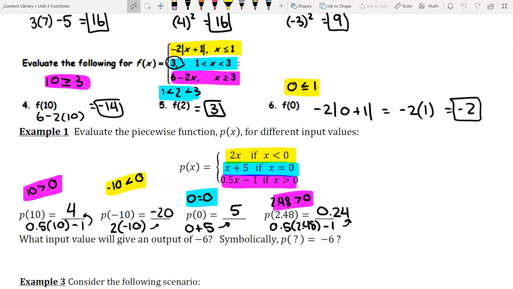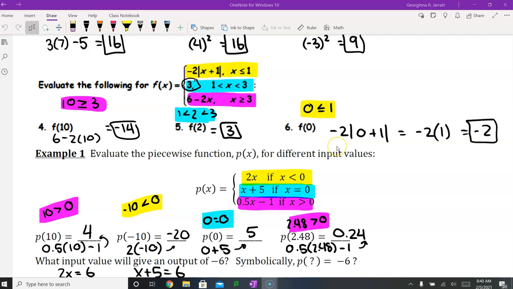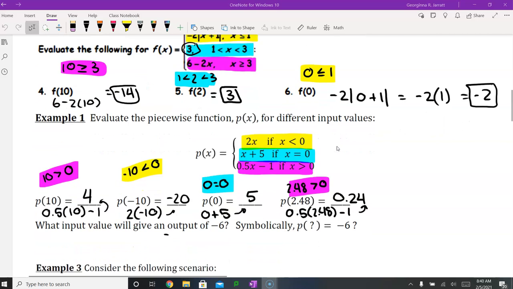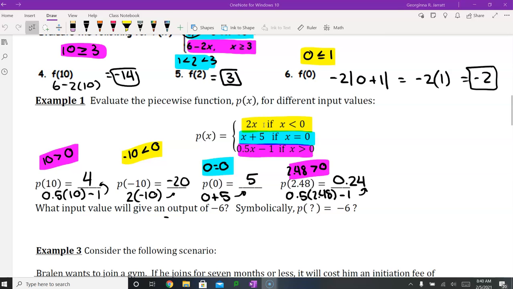Last one we'll do, you won't see something like this on your homework, however, just talking about what input value would give you an output of -6. Symbolically, we're looking at P of what is equal to -6. So what you have to do is plug into each of your equations. -6 isn't going in for x, it's the output, so for the yellow one, what 2x should equal. We're going to find what x would equal if our output was -6. I solve this, and I get that x is -3.